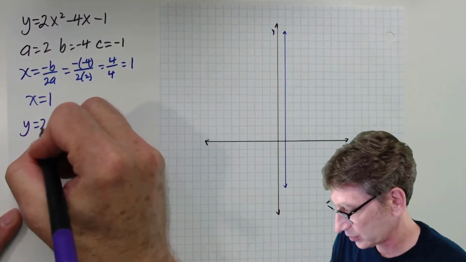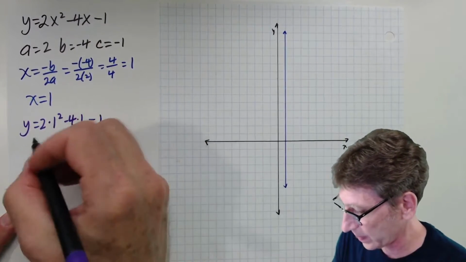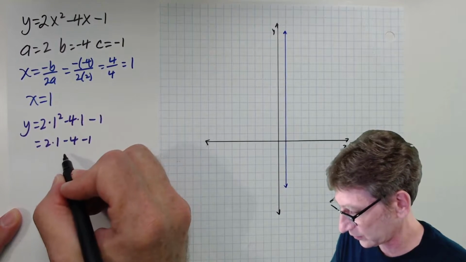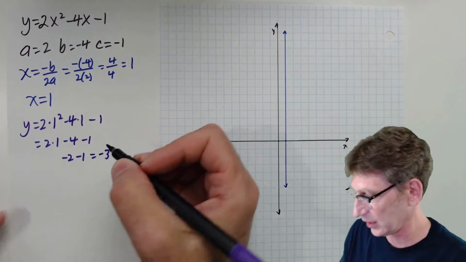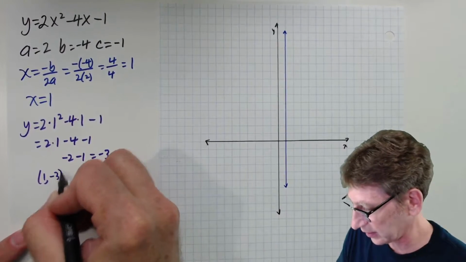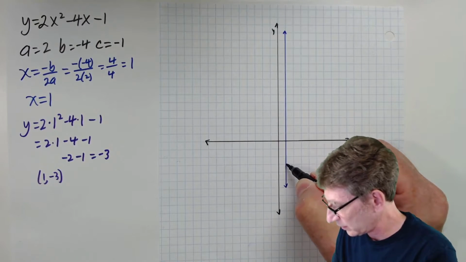Y equals 2 times 1 squared minus 4 times 1 minus 1. 2 times 1 minus 4 minus 1. 2 minus 4 is -2, minus 1, -3. So the vertex is at (1, -3).